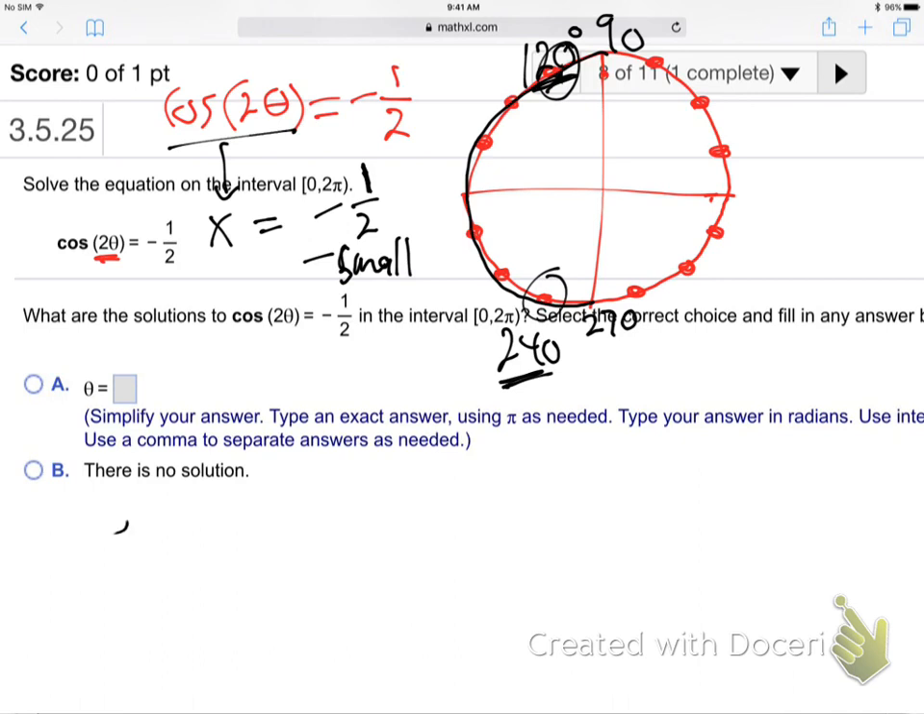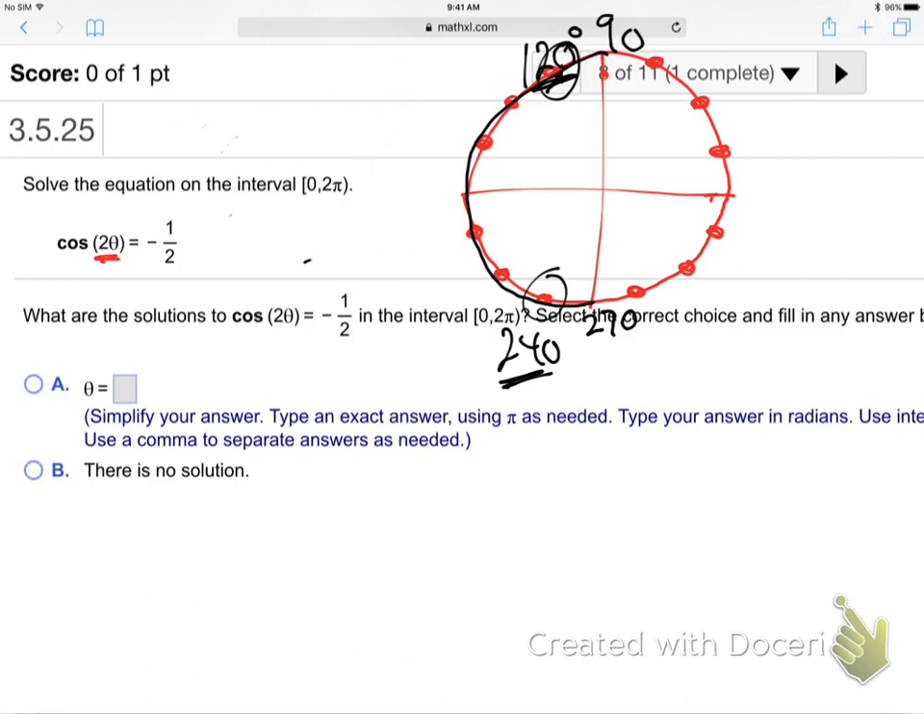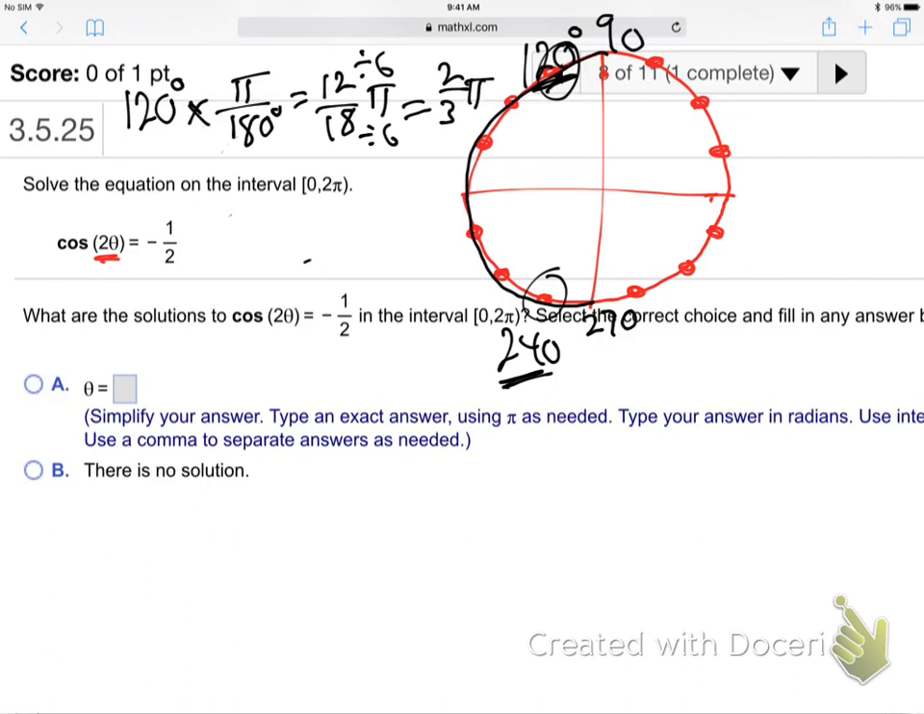Anyway, let me come on up here, because I want to do something else down there. We will do something about 2 theta, but in a minute. So take the 120, convert it to radians. Pi over 180. That's 12/18 pi divided by 6. So 2/3 pi. And the other one is 4/3 pi. Twice as big. 240 is twice as big as 120. So 2/3 pi and 4/3 pi.